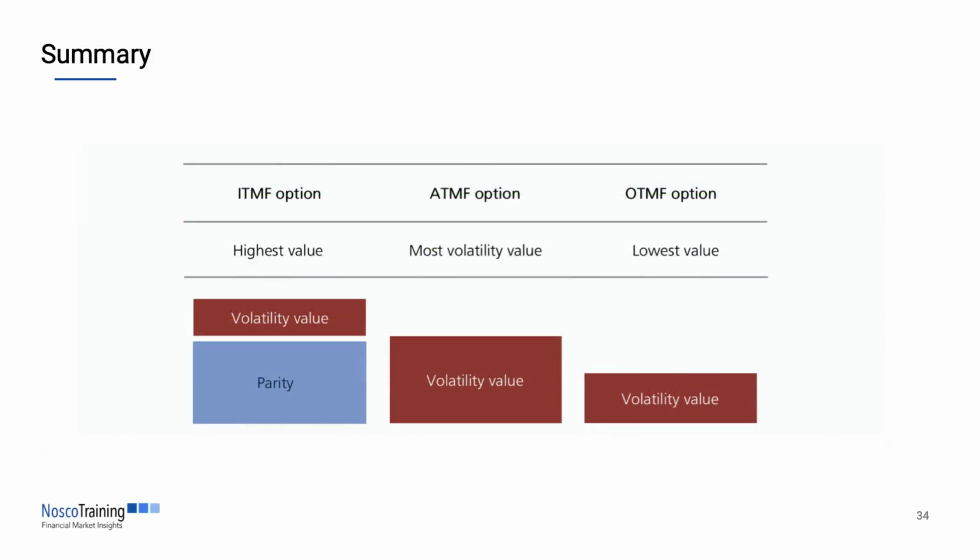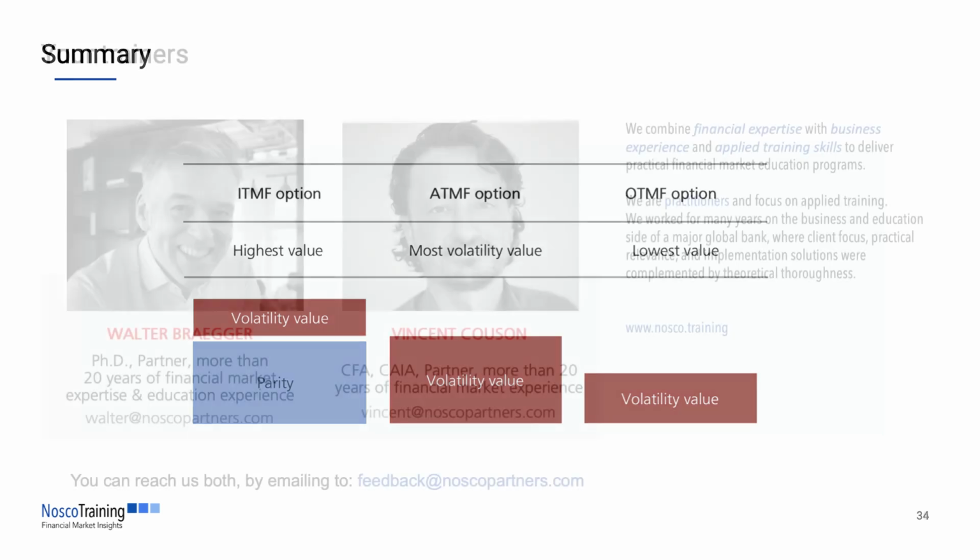All we have to do now is summarize the key takeaways from this review. We learned that every option value can be decomposed into 2 components, parity and volatility value. This distinction is an important concept and will be very useful as we continue our analysis of option pricing.